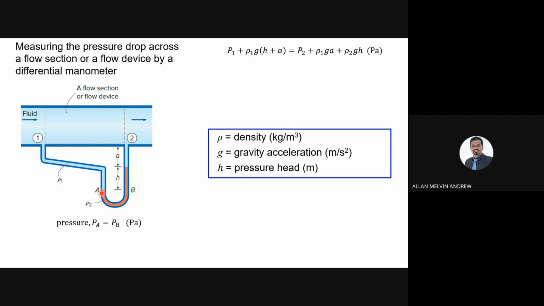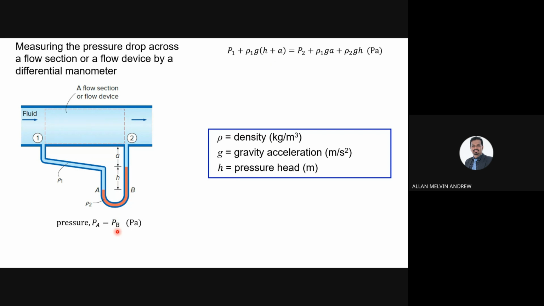So what is PA? We know from here to here there will be the pressure A, PA. So PA is P1, the pressure at point 1, plus rho 1 g times the height from point 1 to point A, which is H plus A. So we know the equation for pressure A, it is this. Now we find PB.